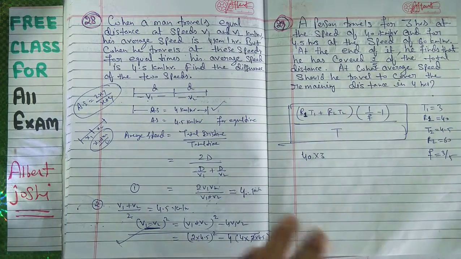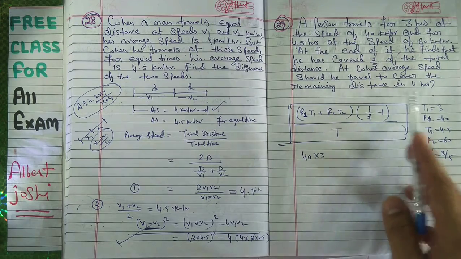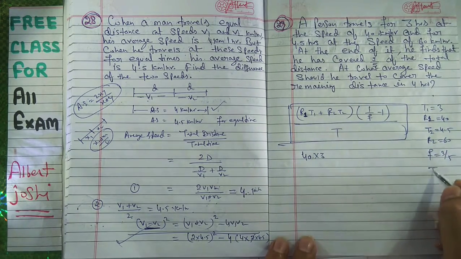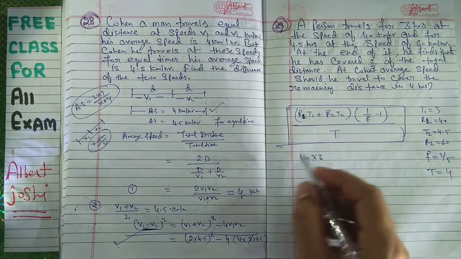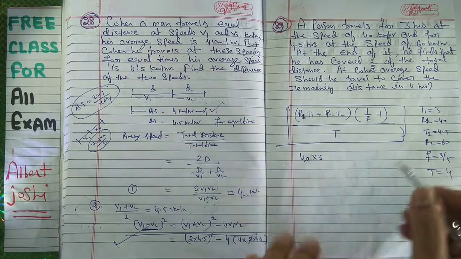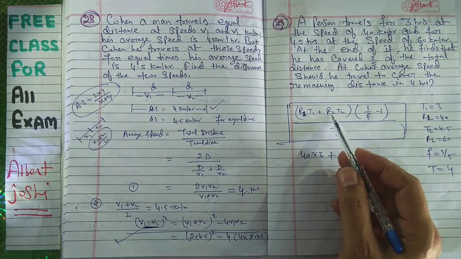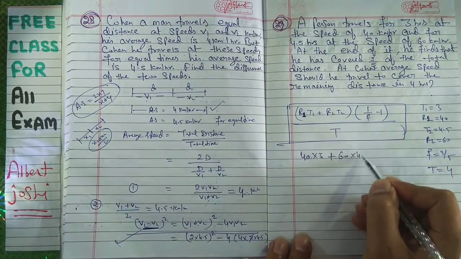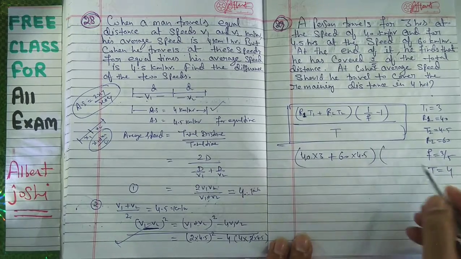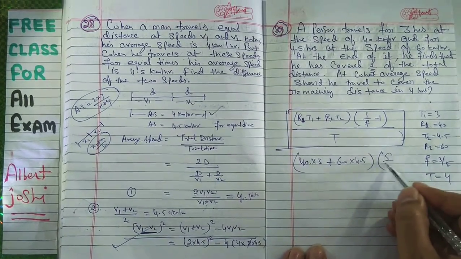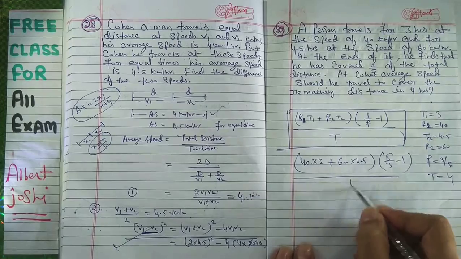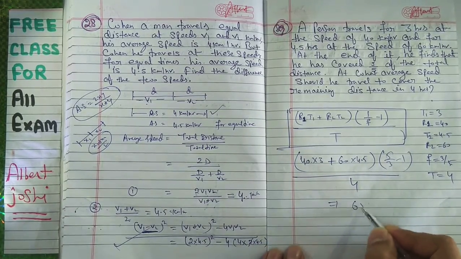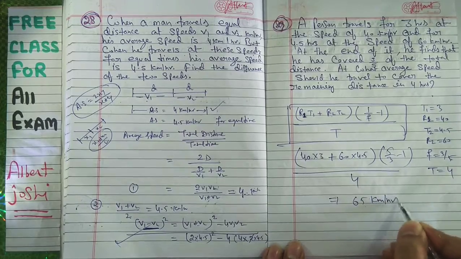And what is T? T is the total hours. So you have to put the value 40, that is R1 T1, then the second distance, that is 60 into 4.5, and 1 upon F means 5/3, minus 1 upon T. T is 4. If you calculate, you will get the answer. That will be approximately 65 km per hour.